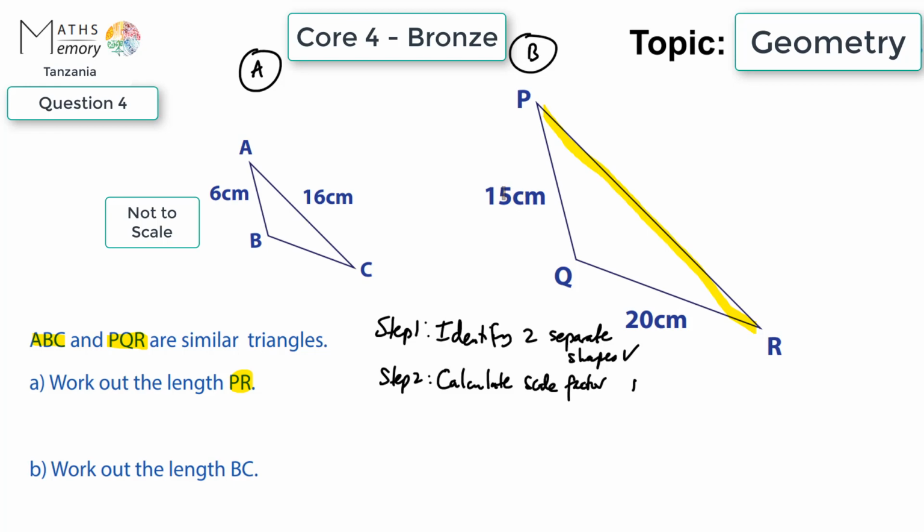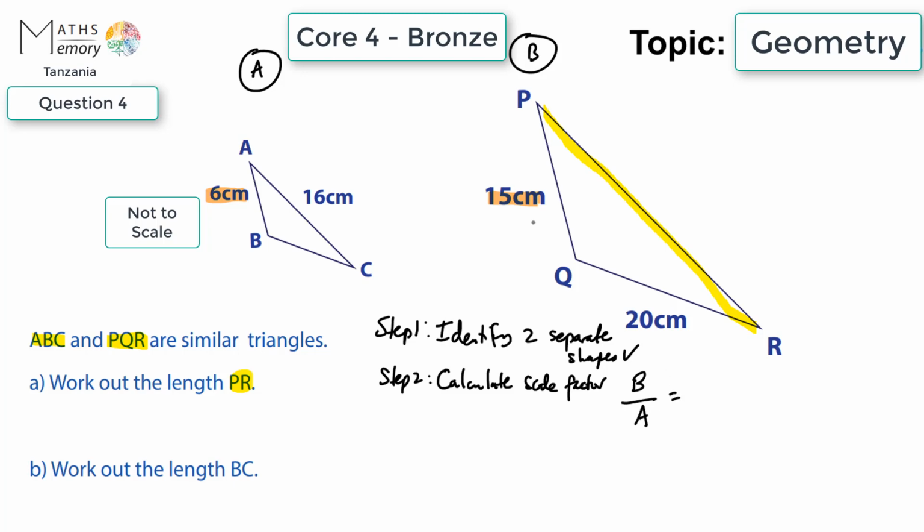So if PQ is known, which is 15, AB is known as well, that's 6. So these are like-for-like sides. They're both on the same bit of the shape. Scale factor is basically going to be this. Once you've got those like-for-like, we do this. It's B divided by A.